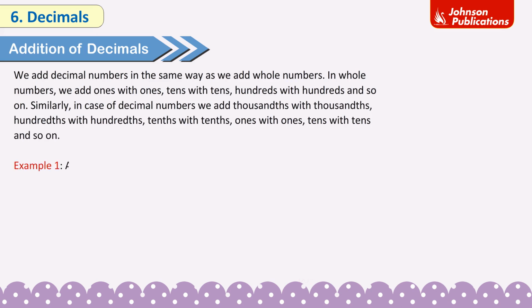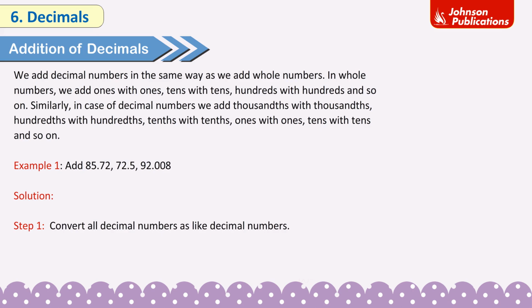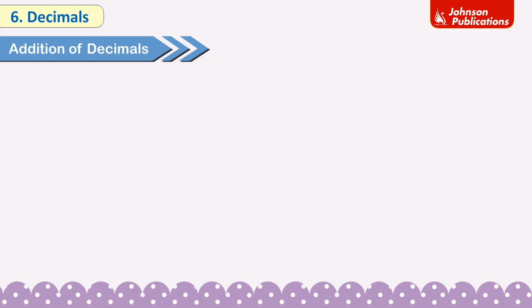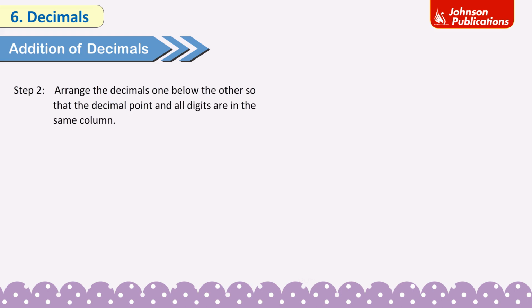Example 1. Add 85.72, 72.5, 92.008. Solution. Step 1. Convert all decimal numbers as like decimal numbers. 85.72 becomes 85.720. 72.5 becomes 72.500. 92.008 becomes 92.008. Step 2. Arrange the decimals one below the other so that the decimal point and all digits are in the same column.